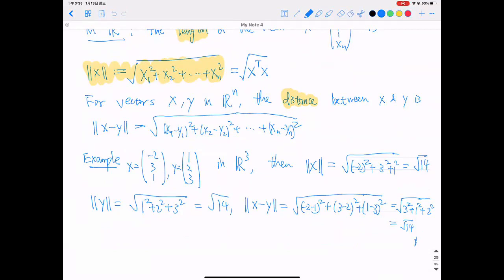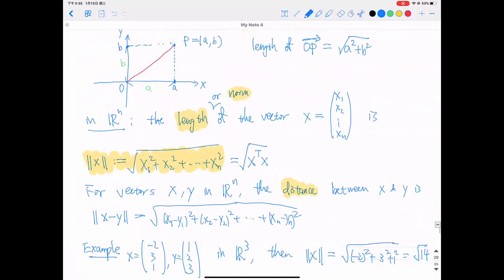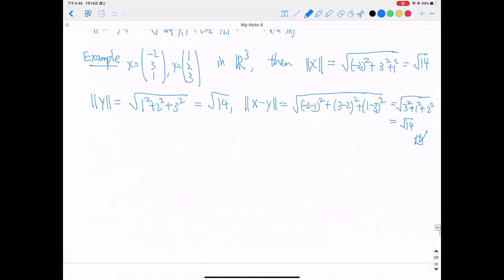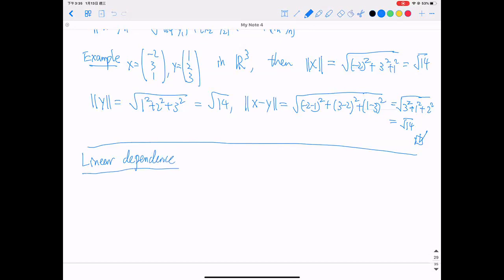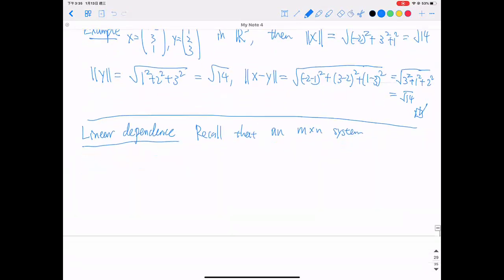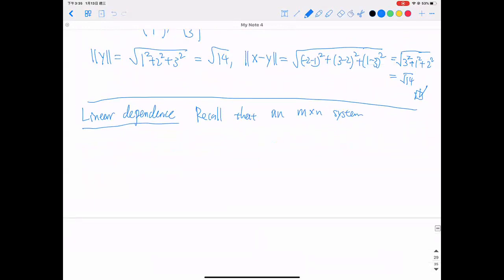So now we proceed to the next topic. This is about linear dependence. Okay, so you can recall that if we have an n by n system, we have several ways of writing it.